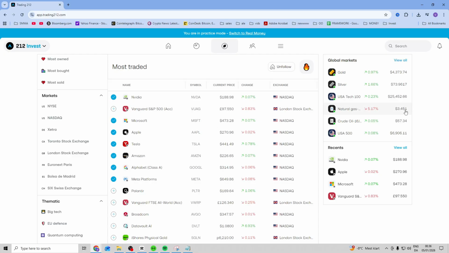Now, once you've opened up your crypto account, you will be able to trade all of the cryptos in there. So Bitcoin, Ethereum, and all sorts of stuff. So that's basically how it works, guys.